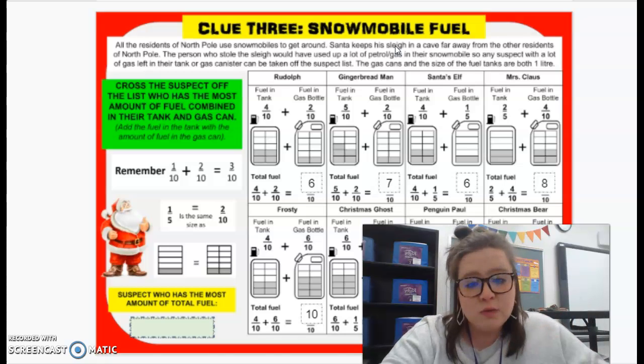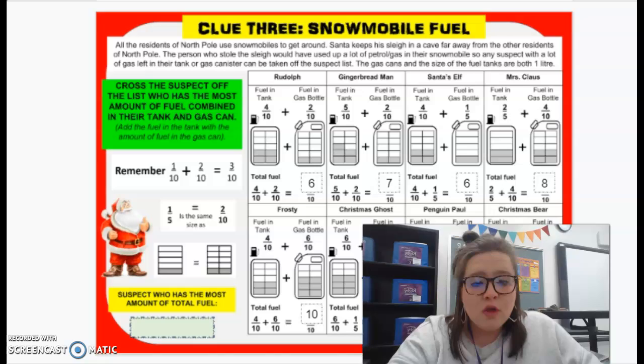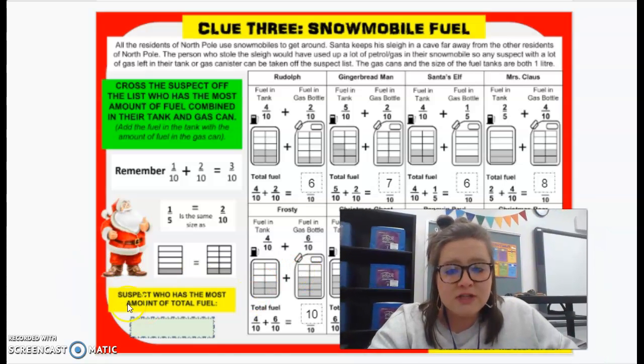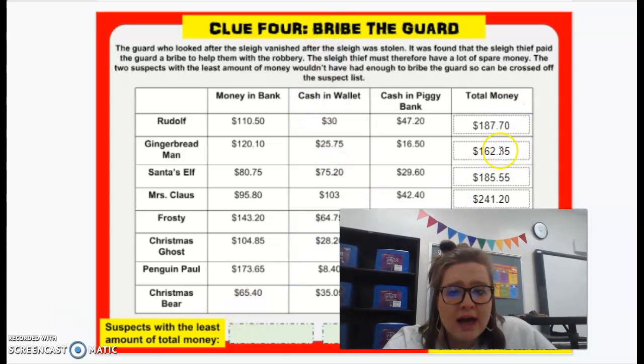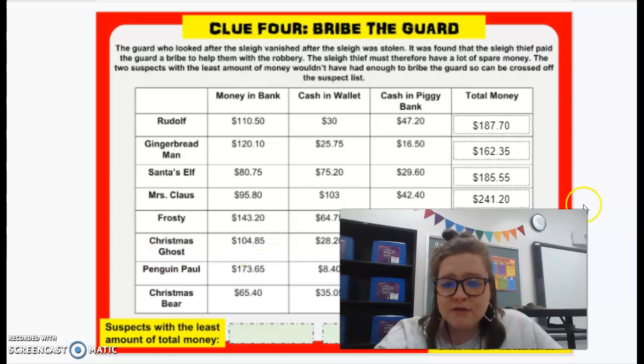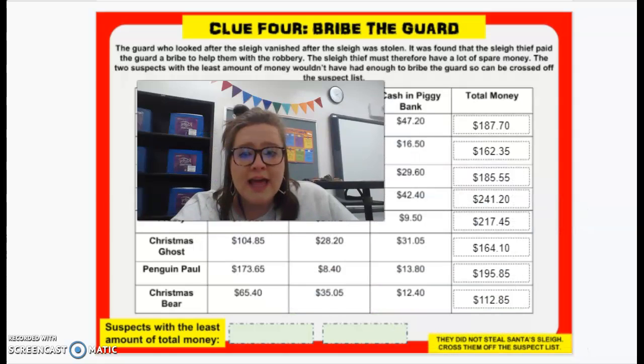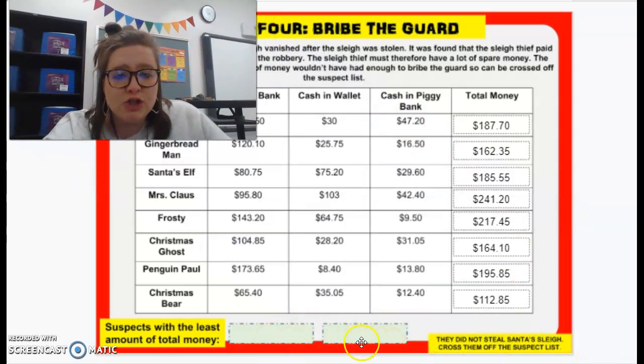So I did this one for you, but you guys can figure out the suspect who has the most amount of total fuel. And then same thing with clue number 4. I did this for you, and you can figure out the suspects with the least amount of total money. And you're going to put 2 of them there. So there's only 2. Okay, so this is going to be Thursday and Thursday.